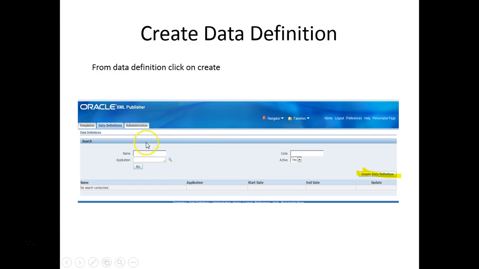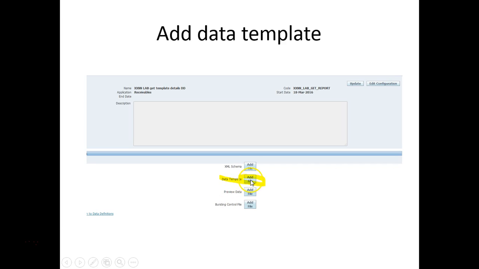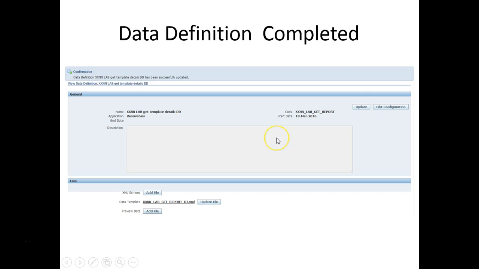Then you go to XML Publisher, go to data definition, and click on create definition. You would add the template code and the definition. The code and the application have to match what's defined in the concurrent program. You click apply. You click on add file next to the data template. You click on browse, upload the file that's completed for the lab, and click apply. This completes your data definition.